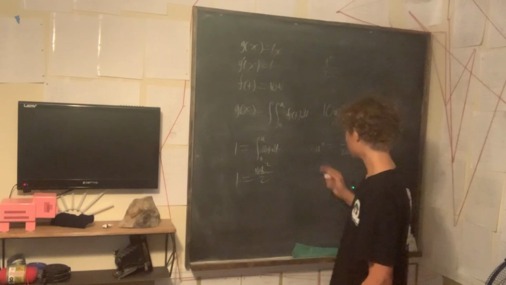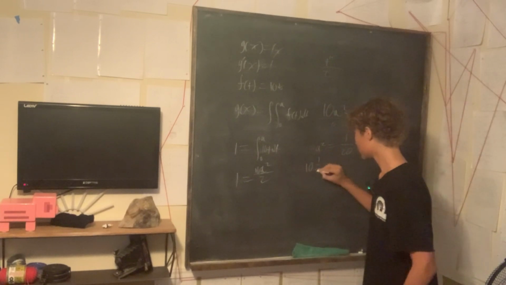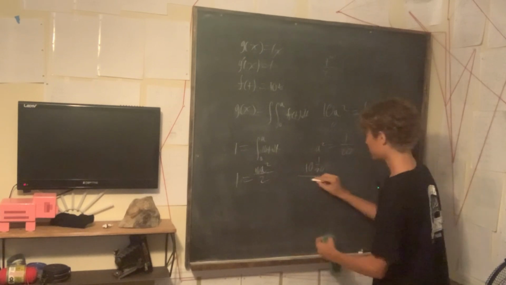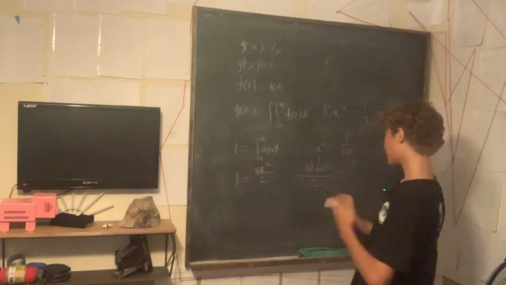Anyways, 10 times 1/20th, we're not going to square it again, over 2 is equal to 1. Once again, let's solve.